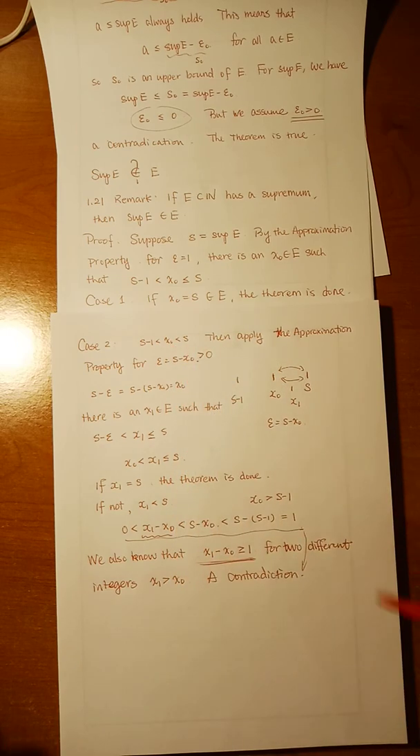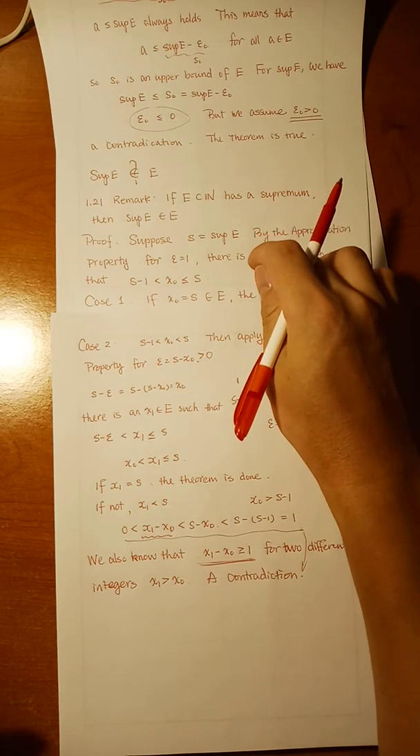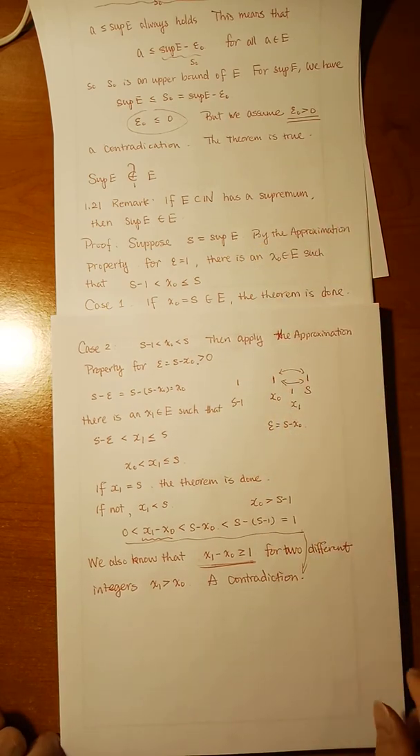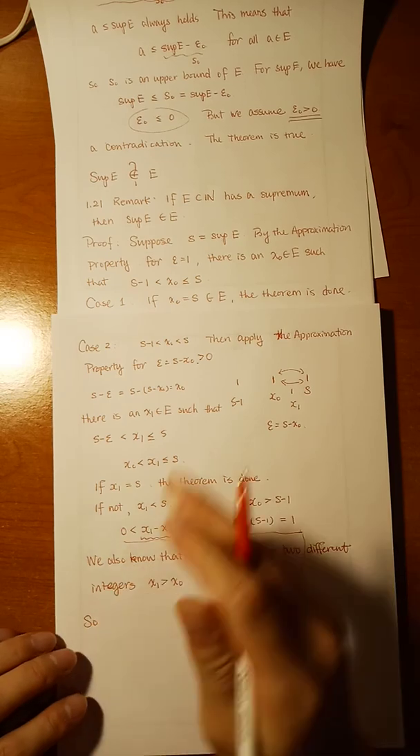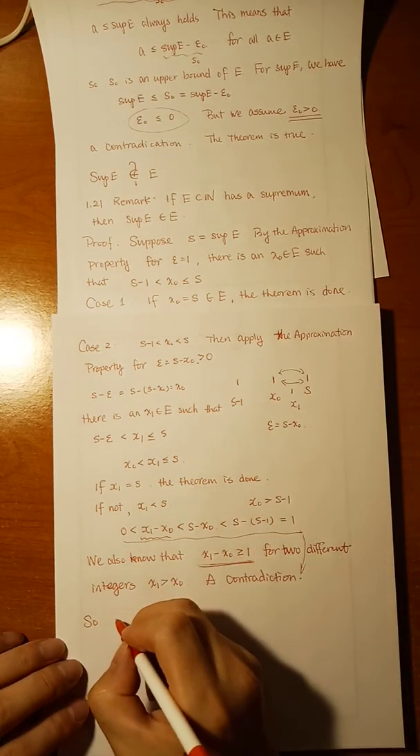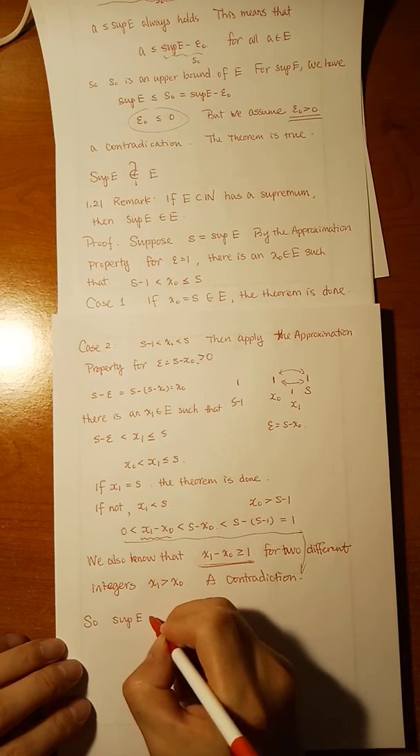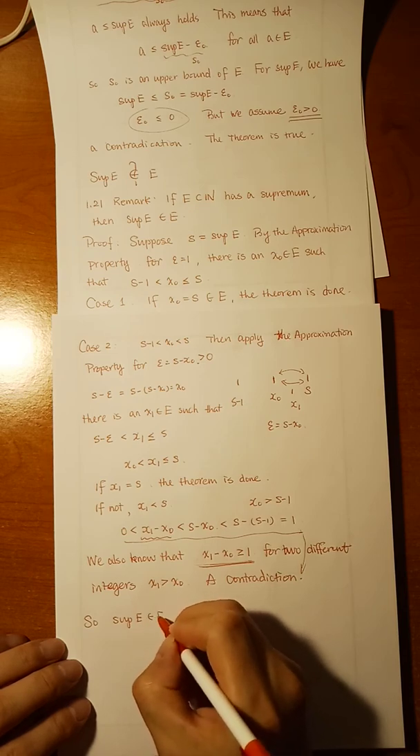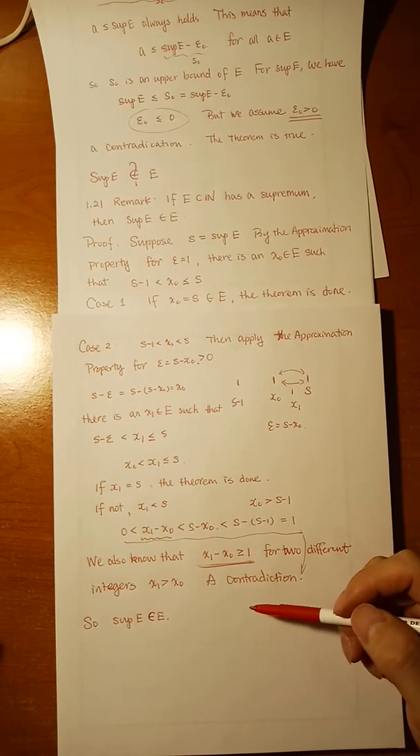x0 is not equal to s. The first case is okay. The second case cannot happen. Okay, so combine those two cases. The supremum of E belongs to the set E.